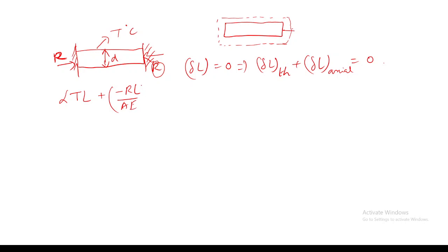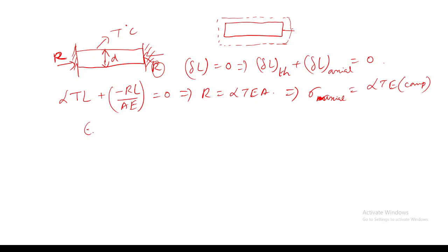Why have I introduced a minus sign here? Compressive. Yes. So from this you can get the value of R, which is equal to alpha T E into A. From this I can get the axial stress also, which is equal to alpha into T into E. And whether it is compressive stress, right? Compressive. Yes. Either I should write compressive or I should denote it by a minus sign. So the total strain along the x direction is equal to 0.